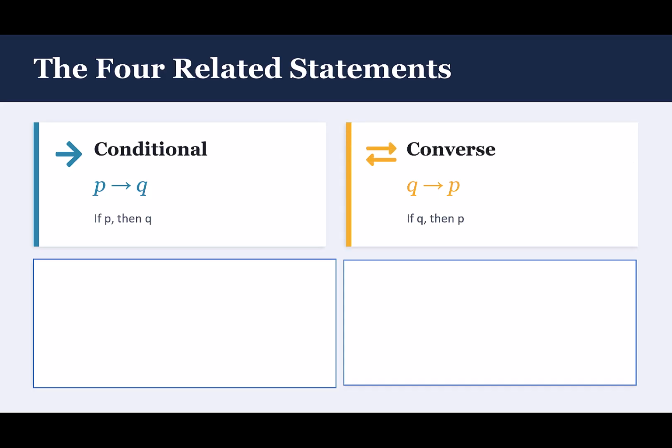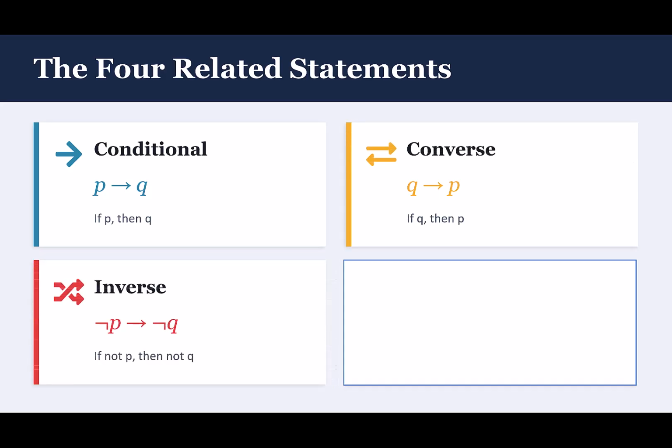If we flip the order of the statements, then we have Q implies P. When we put in negative signs, we call this the inverse. I have not P implies not Q. And it's really important that you understand that this is not the negation of the conditional. It's just a different version of the conditional that happens to include nots.